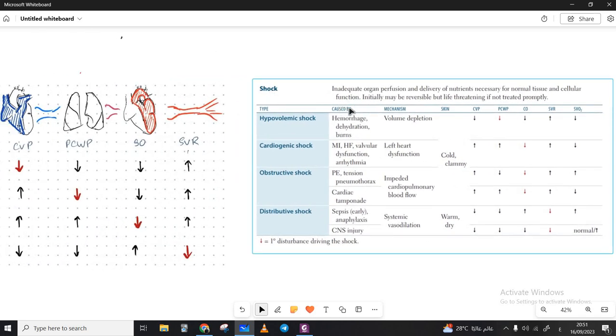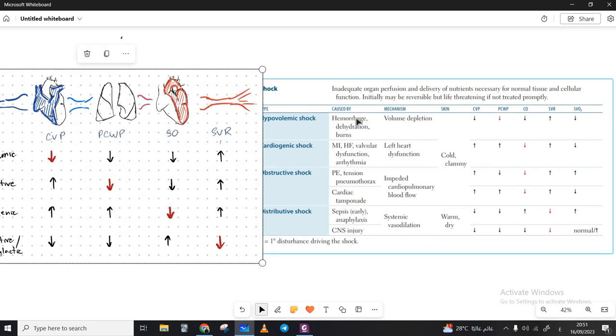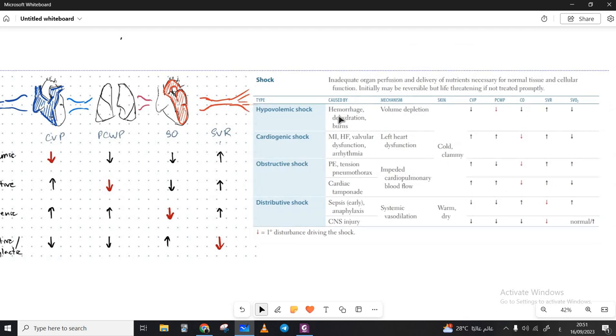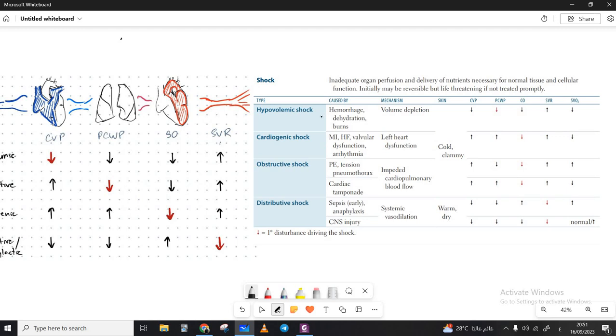Hypovolemic shock is caused by either hemorrhage, dehydration, burns, whatever it's caused by. It's mainly just causing less volume in your body. Less volume, so you will have less central venous pressure. You will have less blood flowing to the lungs and less flowing to the pulmonary veins, so pulmonary capillary wedge pressure will go down. Also less blood reaching the left side of the heart, so low cardiac output, and the body tries to compensate by increasing systemic vascular resistance.